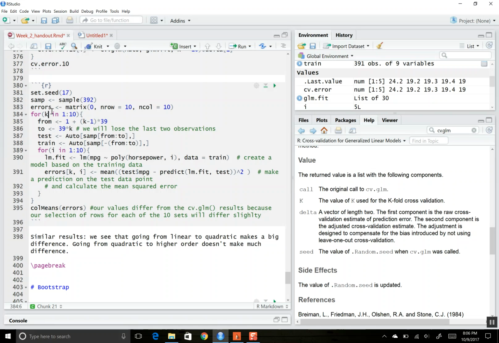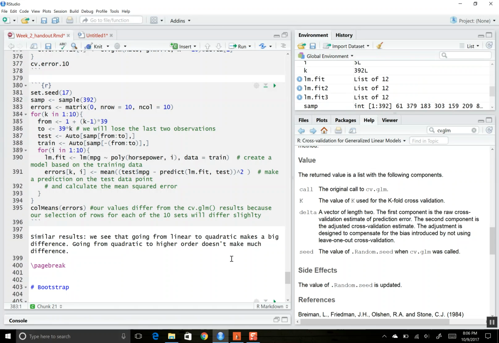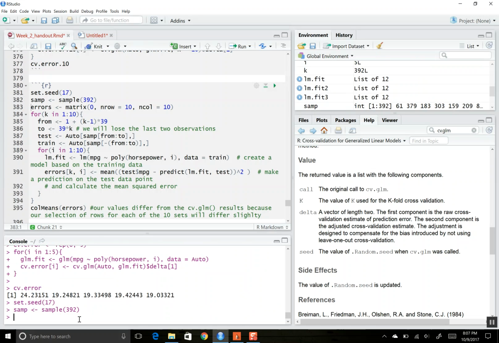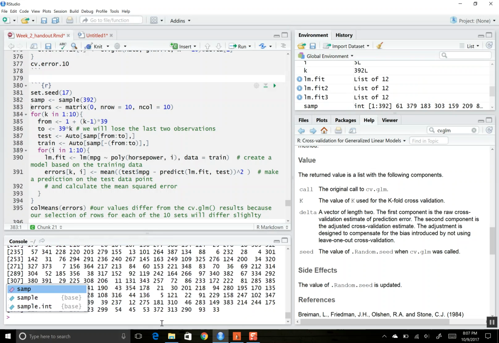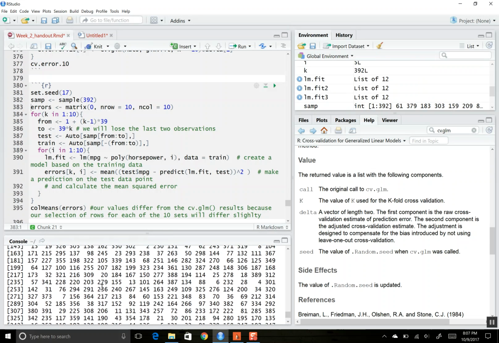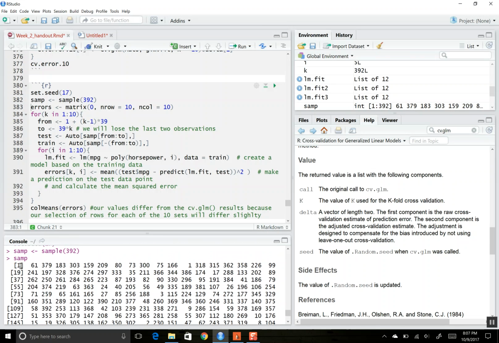So in SAMP, which is the 392 rows, I'm going to do the first 39 in this vector to be my test case, and then the next 39 to be the next test set. Okay, does that make sense? Okay, and so just like before, I've split my data into a testing set and a training set.